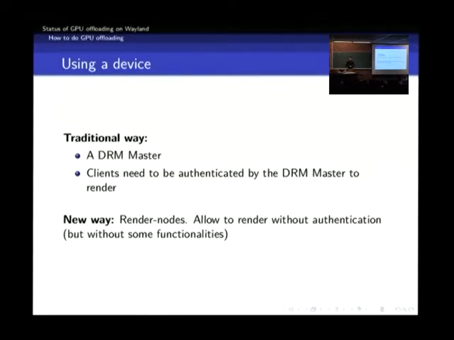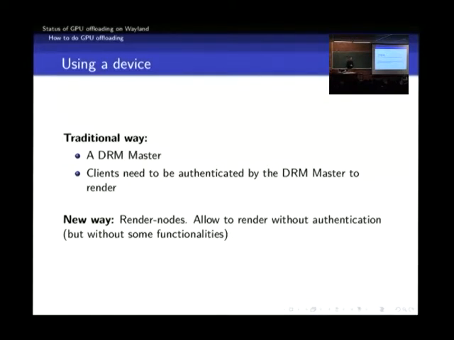The first technology we can have in mind is rendering. To render, we have to be authenticated. The traditional way is that there is a master, a DRM master, for example the X server. If I am a client, I can open the device and generate a magic number which I will send to the server, which will then use this number to authenticate me, and I will be able to render.